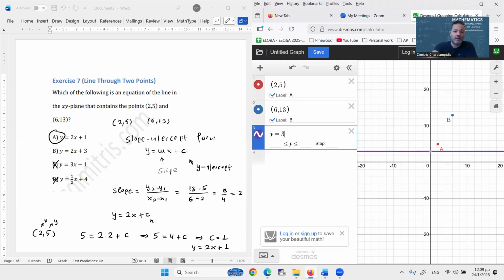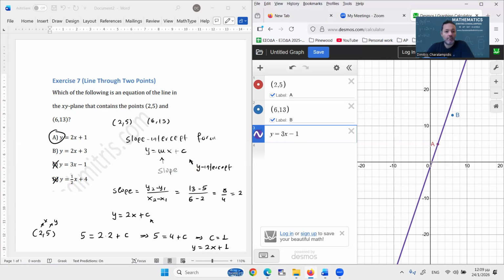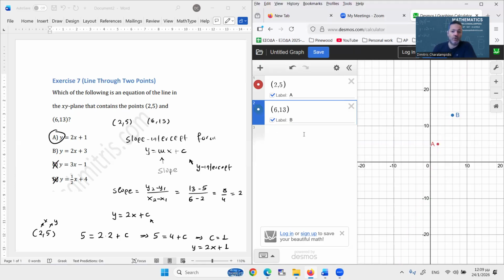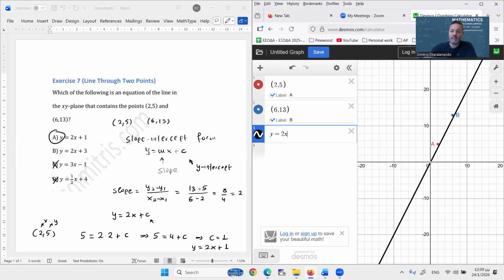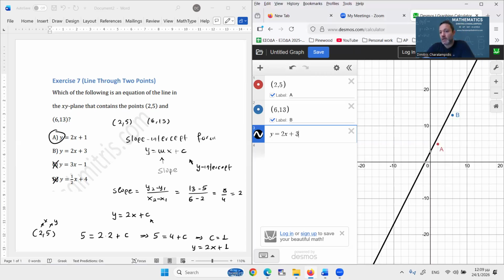Let's go with C. Y is 3x minus 1. This again passes through A, but not through B. So that's not it either. Let's go to B. Y equals 2x plus 3. This one doesn't pass through either of these 2 points.